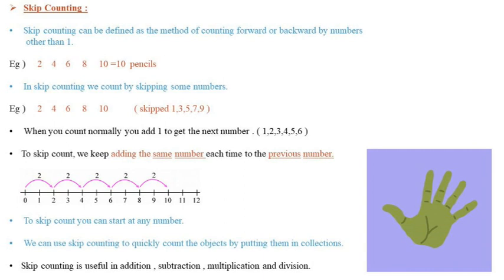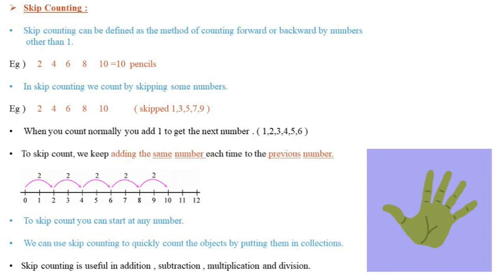Here, skip counting by 2, so starting at 0, the next number is 2. 0 plus 2 gets a 2, and 2 plus 2 will get a 4. 4 plus 2 will get a 6. 6 plus 2 will get an 8. 8 plus 2 will get a 10.